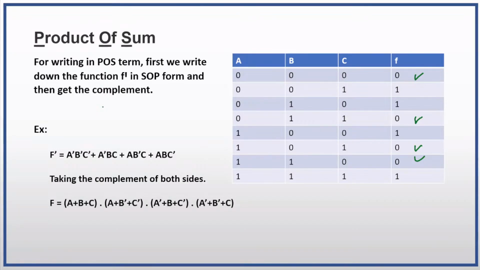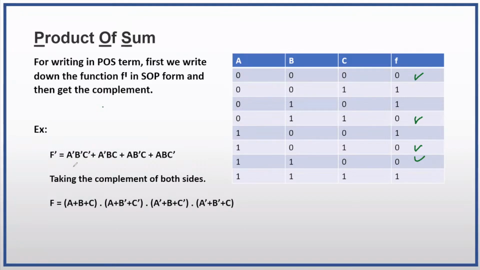Oh, yes. So for both methods to get the product of sums, you have to select zeros. Then what you have to do, you can write the sum of minterms, sum of products, that means the previous one, for this one and get the complement.